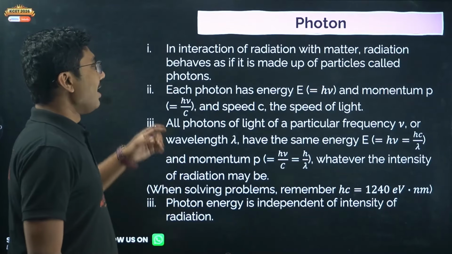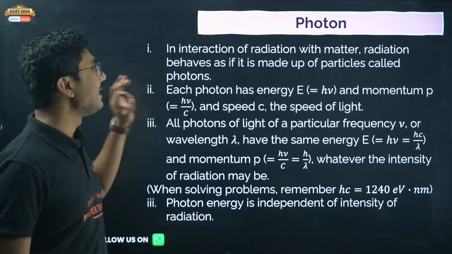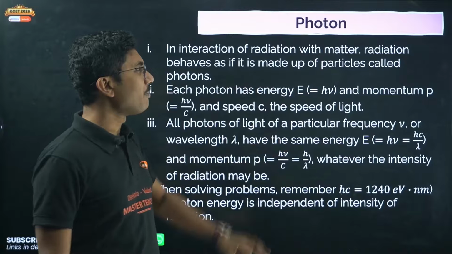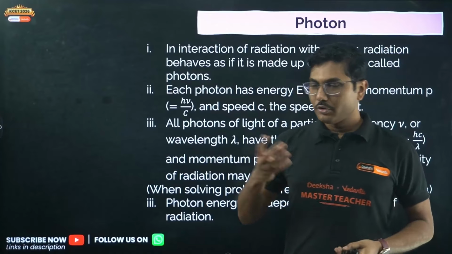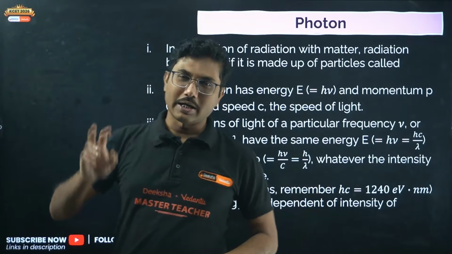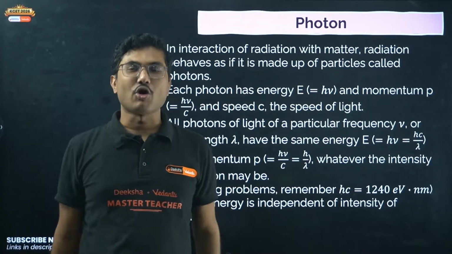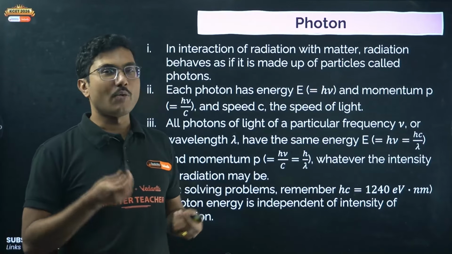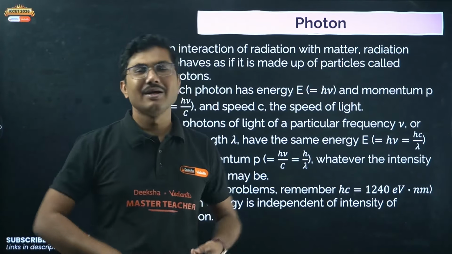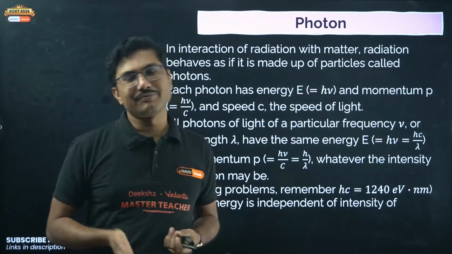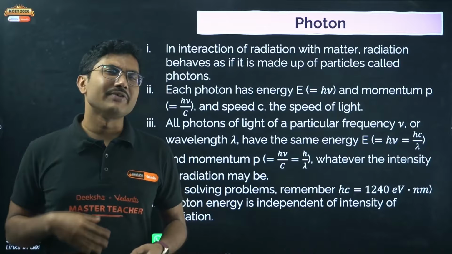In the interaction of radiation with matter, radiation behaves as if it is made up of particles called photons. For example, when I throw a ball onto another ball, the ball will collide, they will scatter, right? This is called interaction, collision basically. One ball can collide with another ball. But if I throw the ball through air, even though it's light, the air does not interact too much with the ball. The interaction is very minimal.